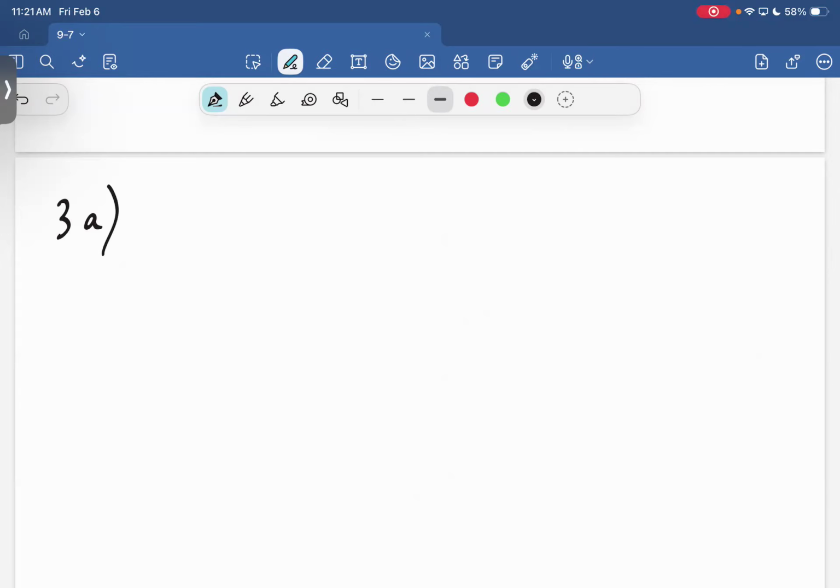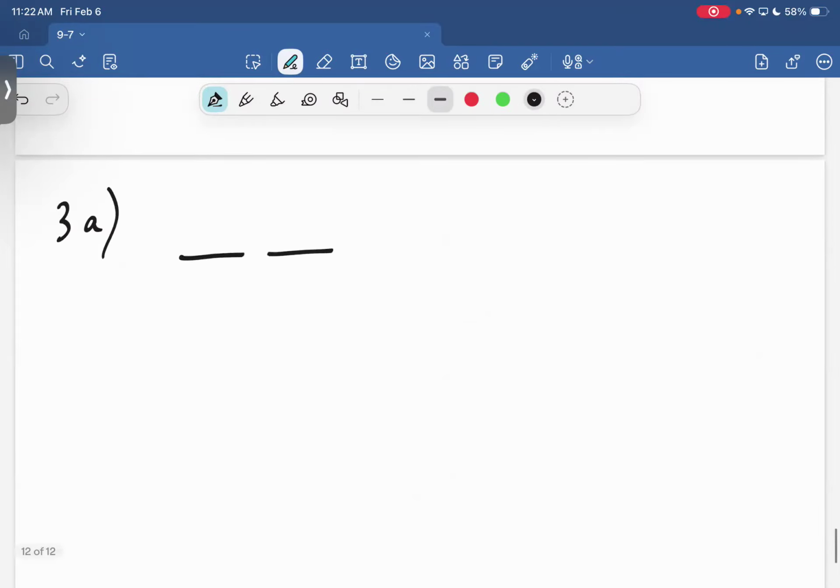So let's first do it in the method where we calculate the number of desired outcomes over the number of possible outcomes. So really, this is the exact same as last class. We're just now dividing things.